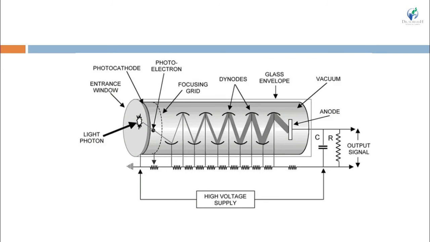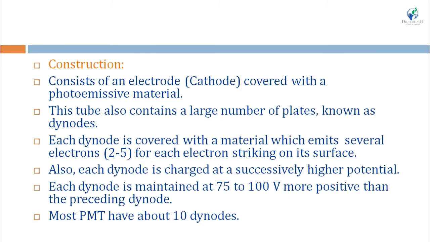And each diode is charged at a successively higher potential, means each diode is maintained at 75 to 100 volts more positive than the previous diode. Right? Because of this voltage difference they act as diodes. Diode means anode for previous and cathode for next.